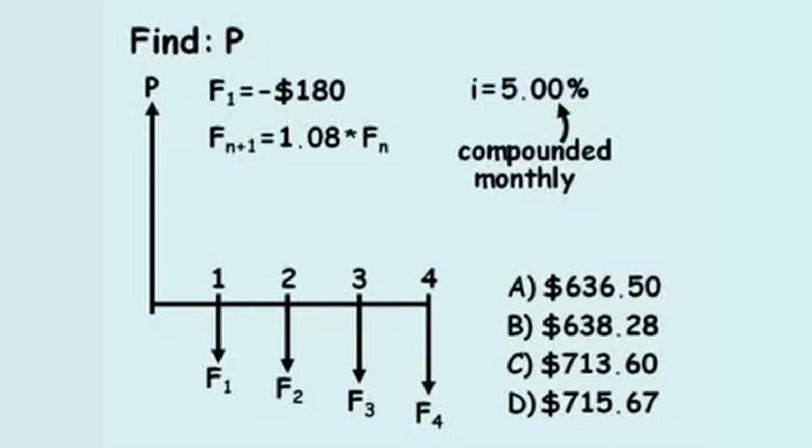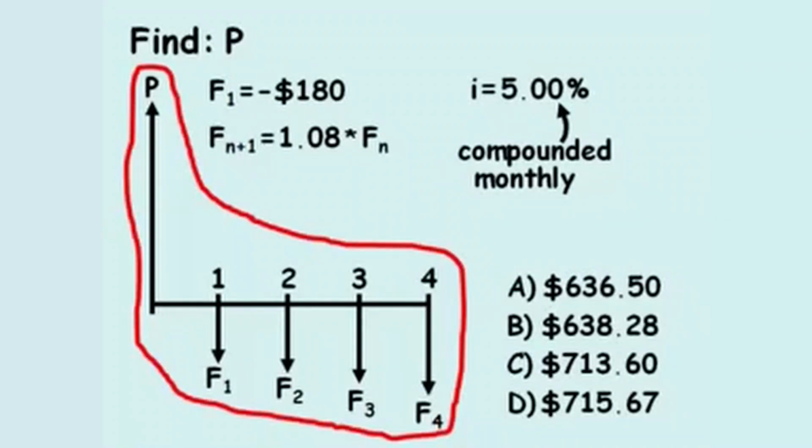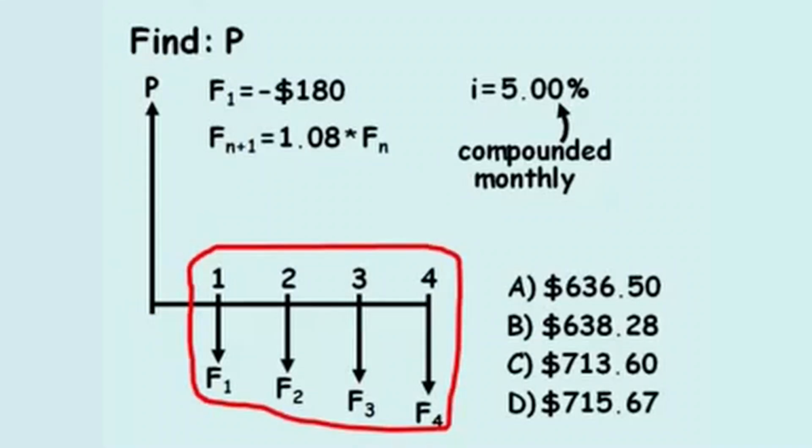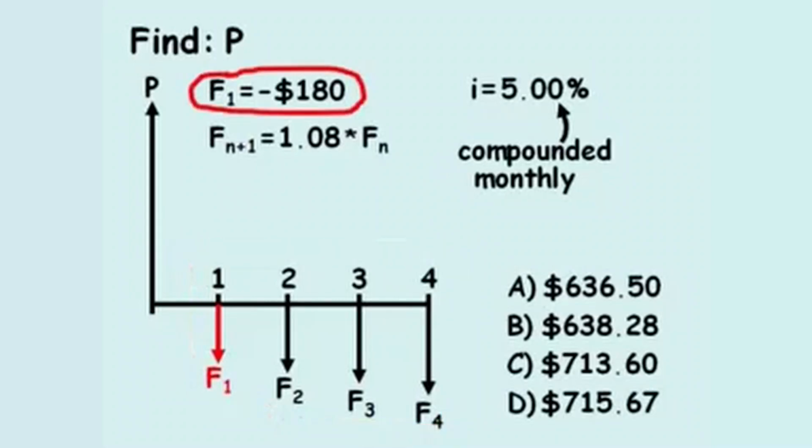Find P, the present value or the initial deposit. In this problem, we are provided a cash flow diagram, which includes a positive cash flow at the beginning of the first year and a negative cash flow at the end of the first 4 years. The cash flow at the end of the first year equals negative $180, and the cash flow at subsequent years equals an 8% increase from the previous year.